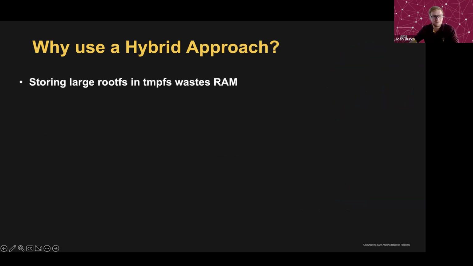Well, storing a large root file system in a RAM tmpfs wastes RAM. As you've all seen, DRAM prices have quadrupled over the last couple months. So anything we can do to save memory helps. So we can move that root file system to a disk. That'll help save us a lot of memory.